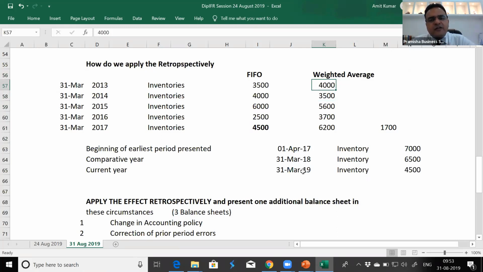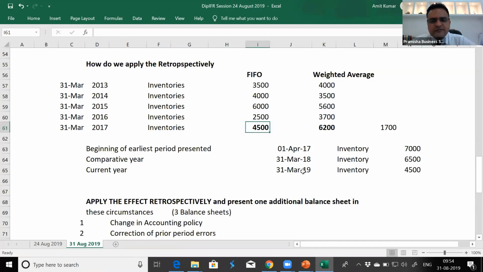And if I've been using weighted average since beginning, my inventory valuation should have been 4,000, 3,500, 3,600, 3,700, and 6,200. But it is actually 4,500. So if I've been using FIFO, the value should have been 4,500. But if I've been using weighted average since beginning, the value as on 31st March 17 should have been 6,200. Got it? When I say apply the effect retrospectively, I mean that I've been applying as if I've been doing since beginning. And so the value should be 6,200 as on this date.